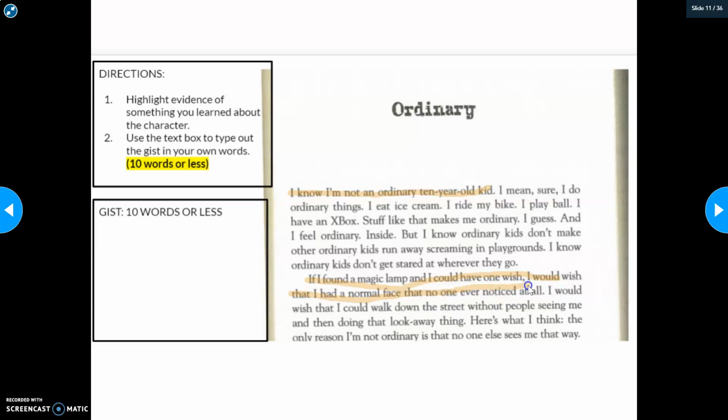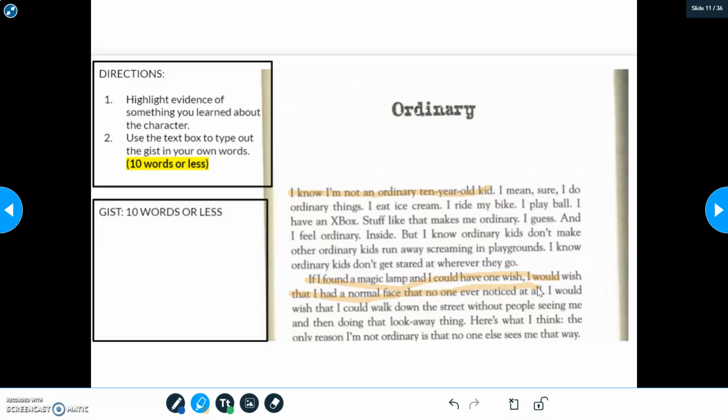And so the reason why I'm highlighting this information is because I think it is important. It is important for us to know that the character is not ordinary because he doesn't have a normal face, right? And he wishes he did, okay? I also knew this was important because my title is titled Ordinary. So that tells me as a reader that this idea of being ordinary is very important.